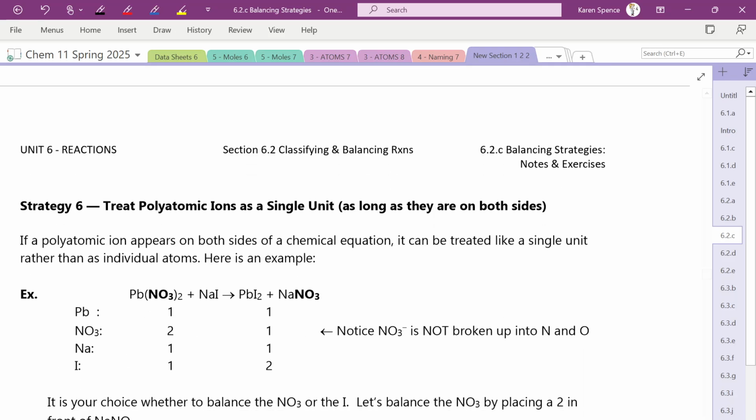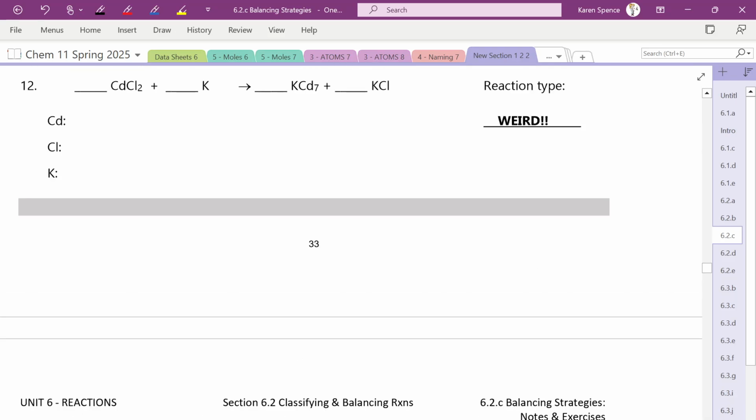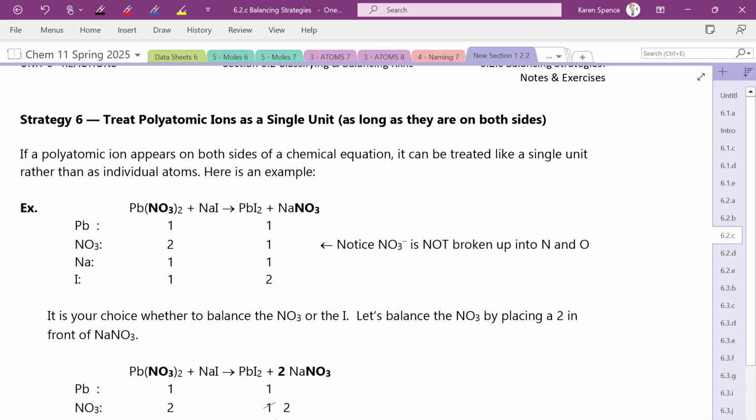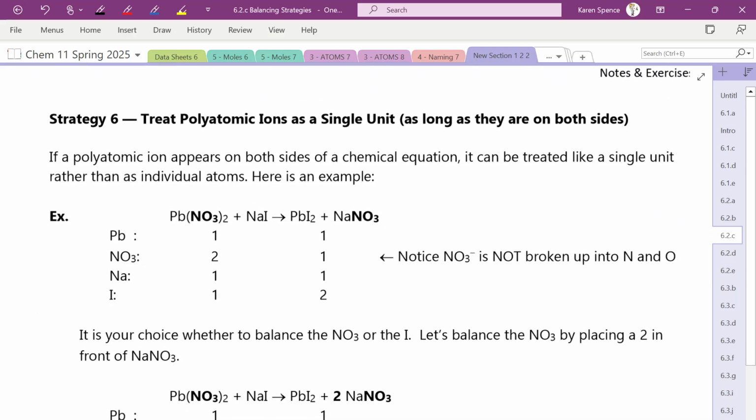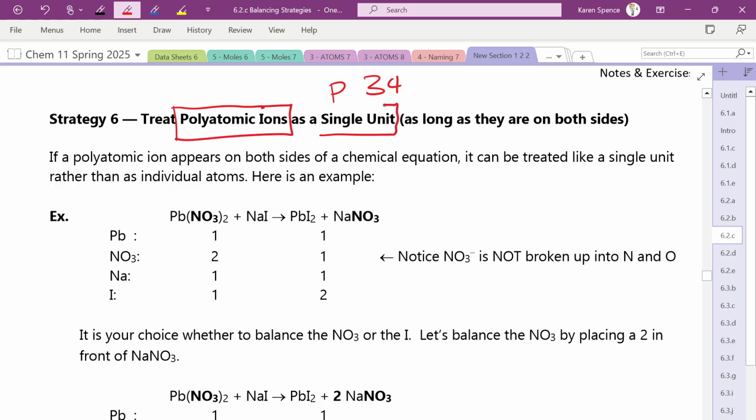So we are now on page 34, and these are polyatomic ions. So anytime you have a polyatomic ion, you're going to treat it as a single unit, but only if you have it on both sides.